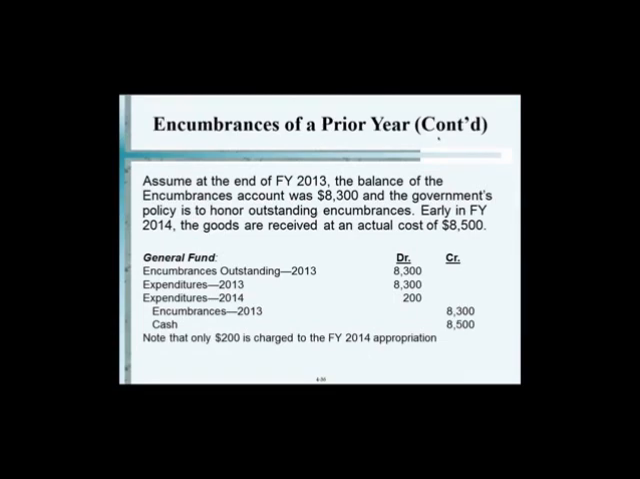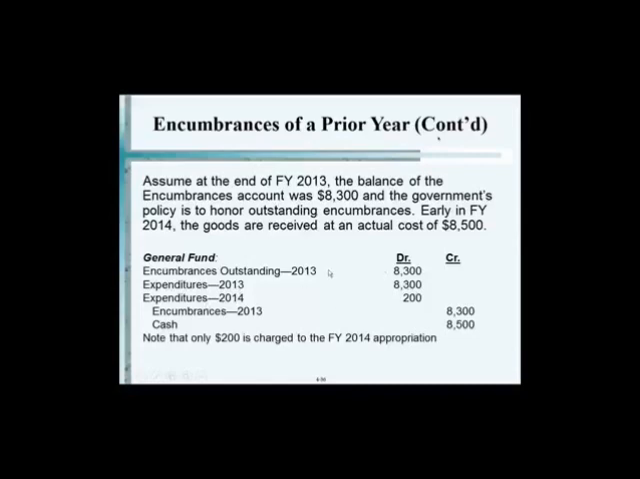Take a look at this. So this was the journal entry from last year, which is being reversed. They show the expenditure not for this year. Remember, this is happening in January of 2014. They show this expenditure for 2013 and the difference for 2014. Anybody not understand this? Don't make it more complicated than it is. Encumbrance outstanding, reverse the entry. This is your expenditure for 2013.